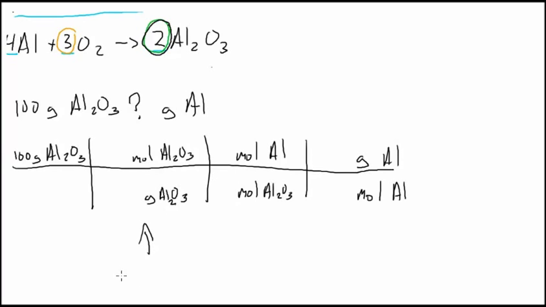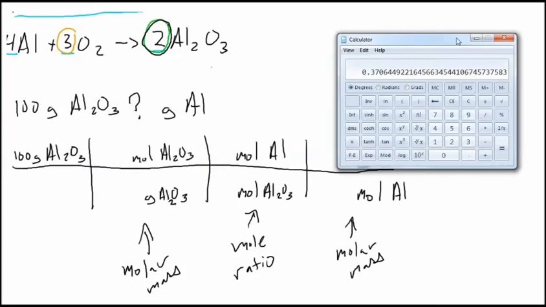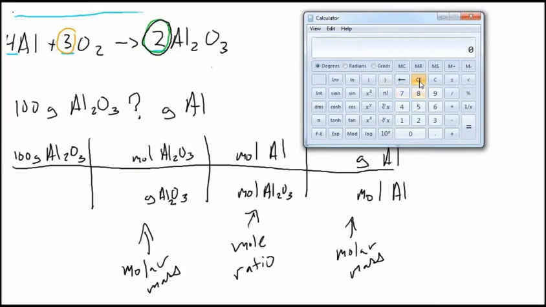This is grams per mole, so that's a molar mass. You find that in the periodic table. This is moles per mole, so that's a mole ratio, and you get that from the balanced equation. And this is grams per mole, so again, that's a molar mass, and you're going to find that on the periodic table. All right, so let's solve this. We're going to bring our calculator back in here, and we're going to find our molar masses. So we've got to find the molar mass of aluminum oxide, and that's going to take a little bit of calculating. Let's bring our periodic table back.